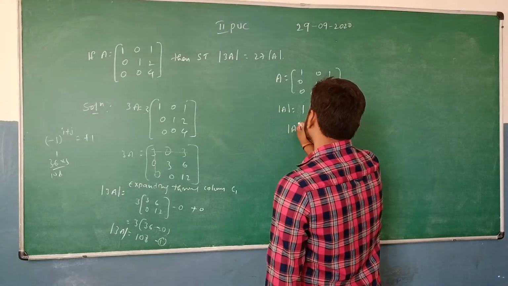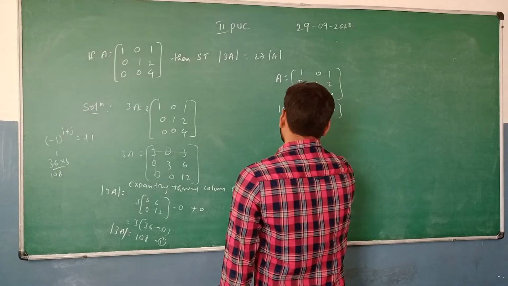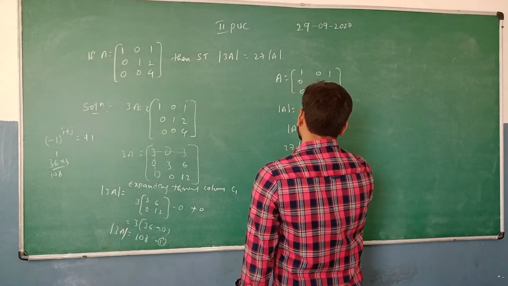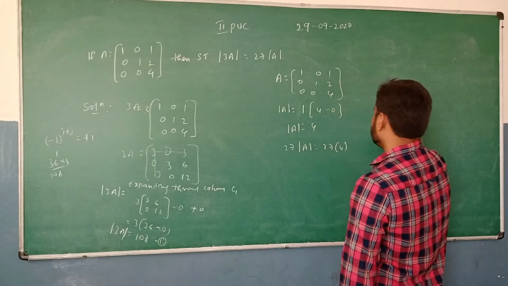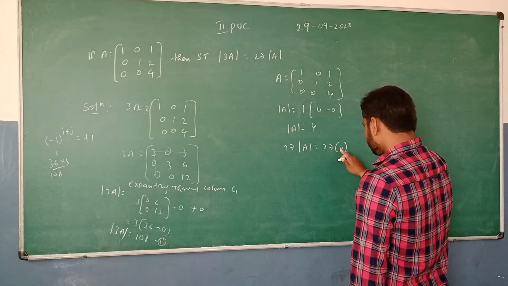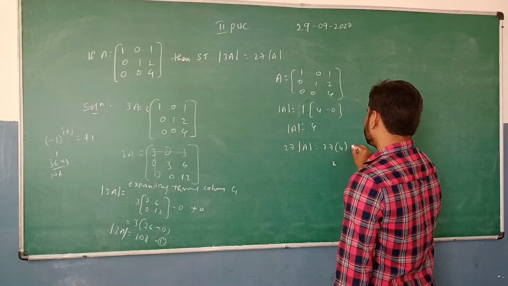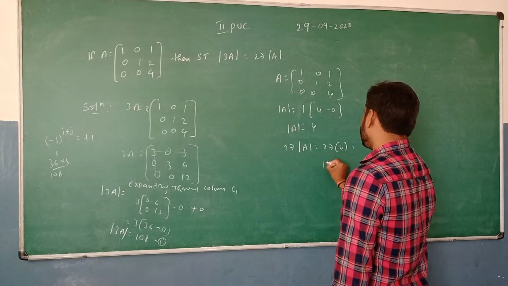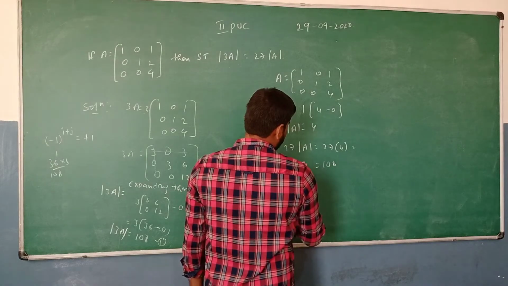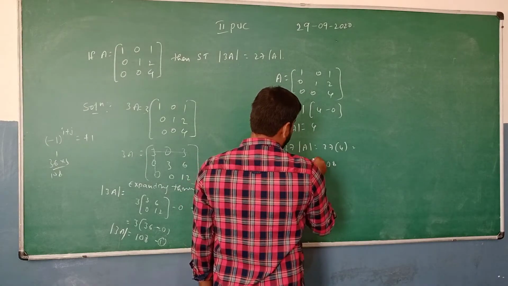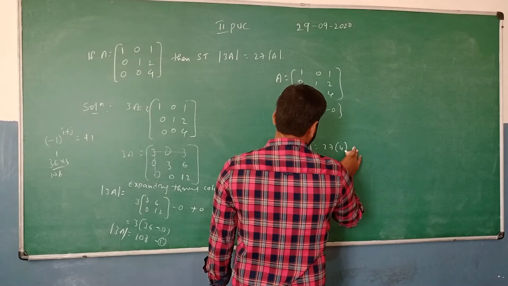So determinant of A is going to be 4, then 27 into determinant of A is going to be 27 into 4. 27 into 4 is nothing but, 7 4s are 28, so 2 again 10, 108. So 27 into determinant of A is going to be 108, or we can say that that's going to be the equation number 2.